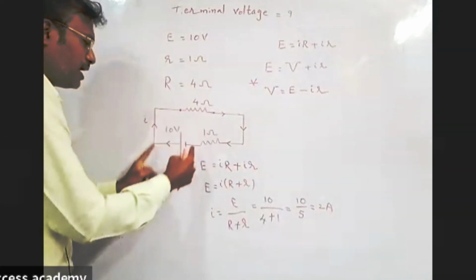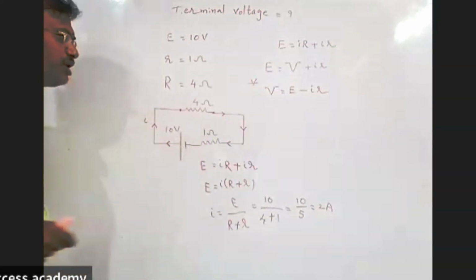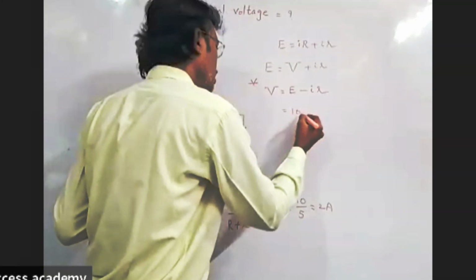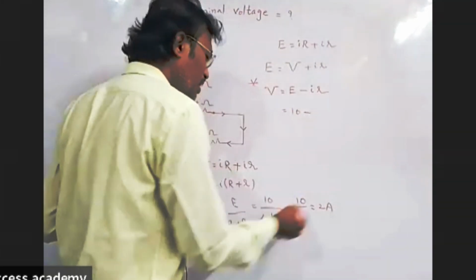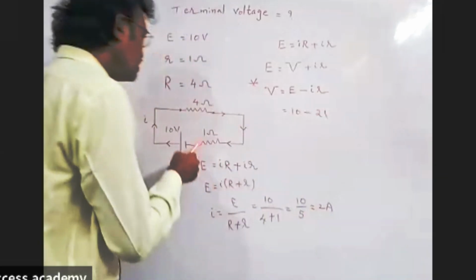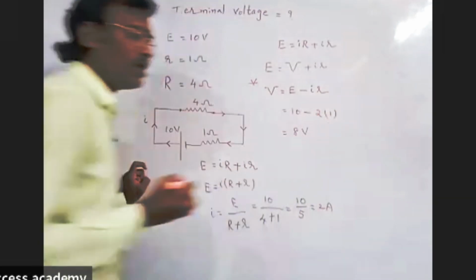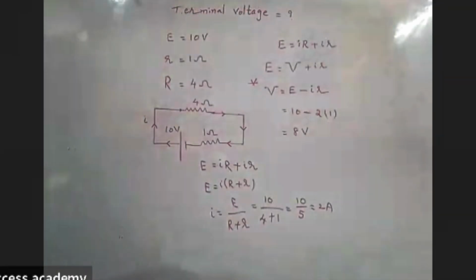Across here as well as across here, you can represent V. Now what's the formula? E is 10. I is the current, 2 ampere. Internal resistance is 1 ohm. 10 minus 2 is equal to 8 volts. That's the answer.